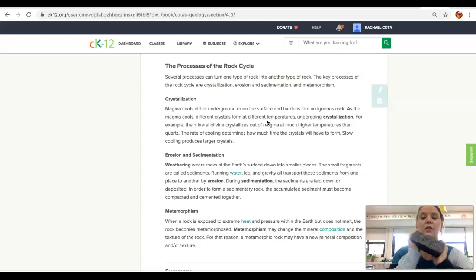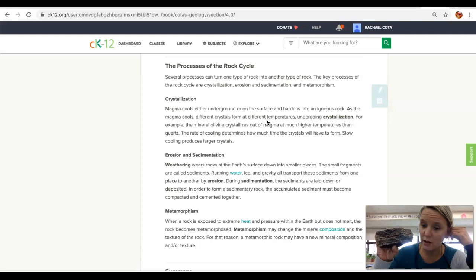That can also happen with metamorphic rock as well. Crystallization can happen there as well, because there is so much heat. They don't actually melt, but there's so much heat that as the minerals cool, crystals can form as well. And this also is happening underground. It needs to be underground to have that high temperature for crystals to grow.